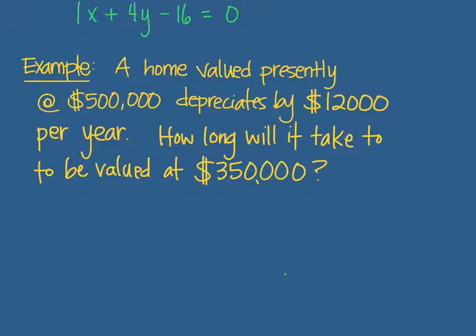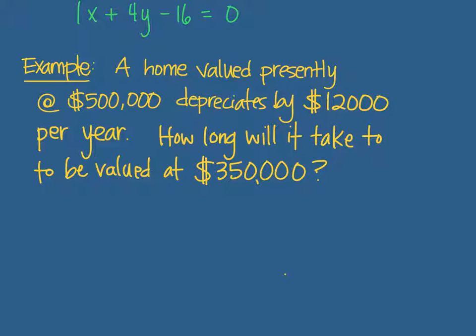All right. One way to do this problem is to start with $500,000 on your calculator and start rapidly subtracting 12,000 over and over and over again until you get down to 350. That's one way to do it. I'll tell you that it's not going to work out evenly. You're going to skip over 350,000. At one time you'll end up at 360,000, and the time after that you'll be at 348, and you've just missed it entirely.